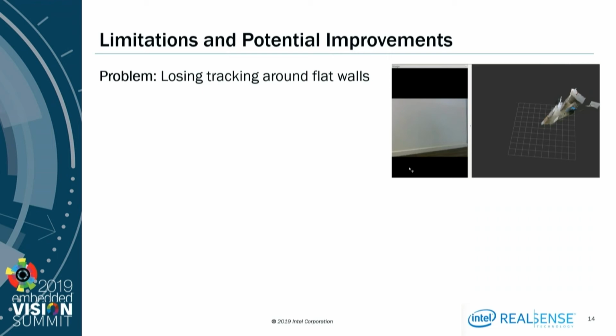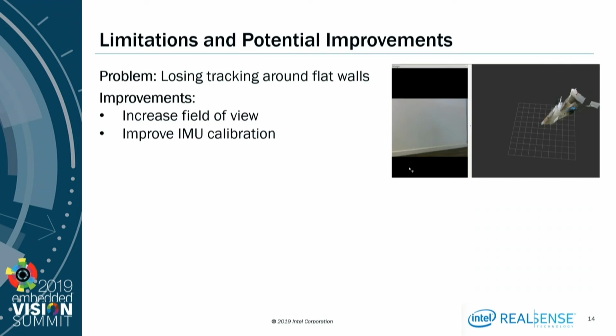So there are a couple of ways we can improve this situation. One way is by increasing the field of view of the camera. So by having a wider field of view, we will get more features in, and it will be harder for the camera to get blindfolded, essentially.